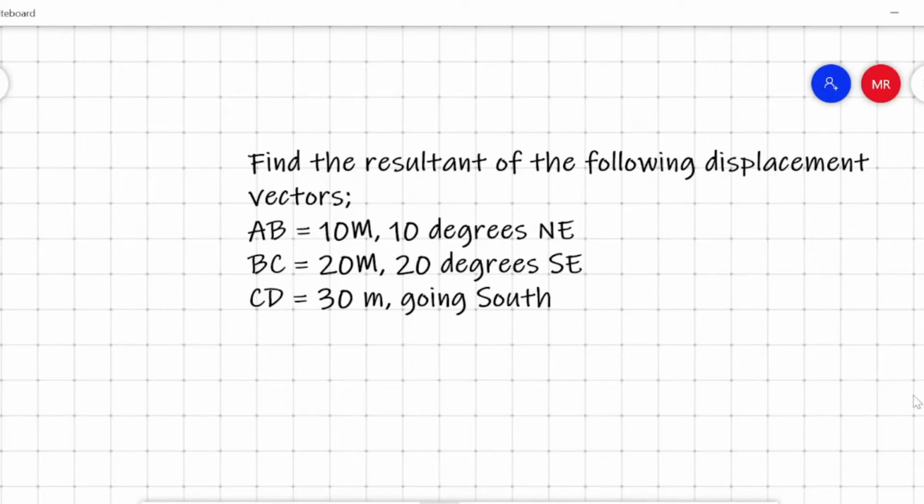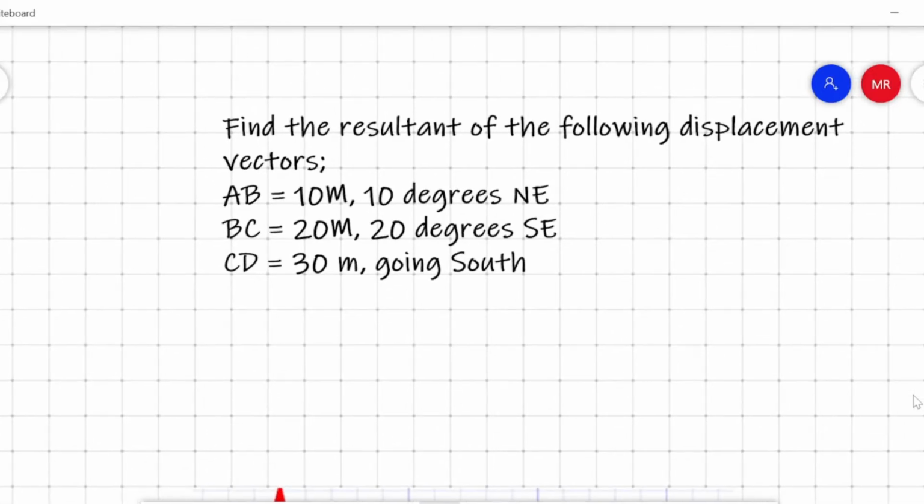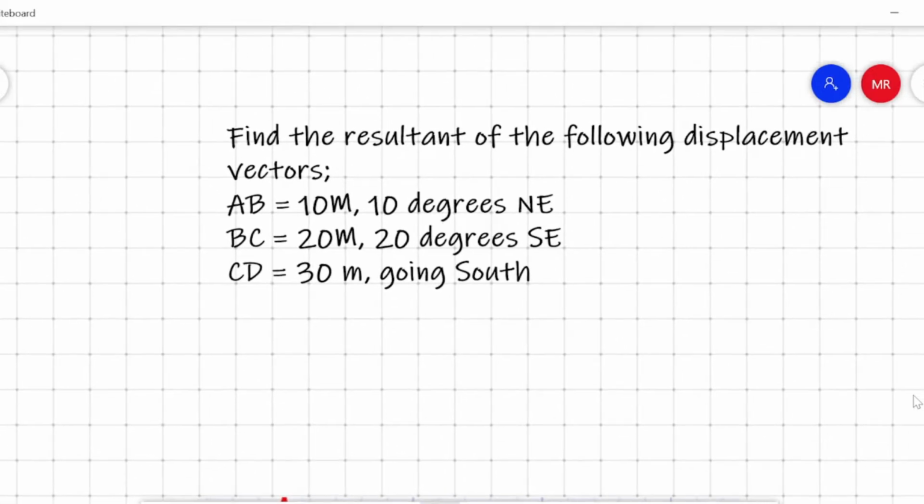Find the resultant of the following displacement vectors. Vector AB is 10 meters, 10 degrees northeast. Vector BC is 20 meters, 20 degrees south of east. And vector CD is 30 meters going south.